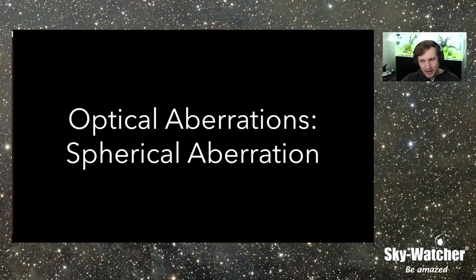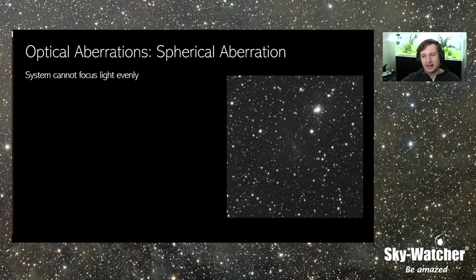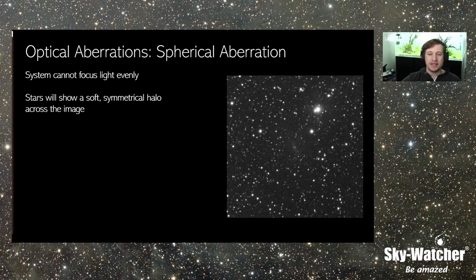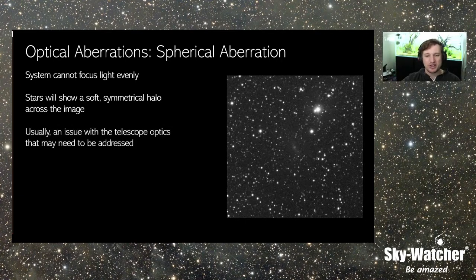Next one is spherical aberration. Spherical is a little bit more difficult to wrangle. This means the system is not focusing the light evenly, and that's generally across the field. Stars are going to be soft and maybe show a symmetrical halo around them. They're not going to be pinpoint. It's just going to look blurry. You'll see spots of light. You'll probably even get an image, but they're not going to be razor sharp.